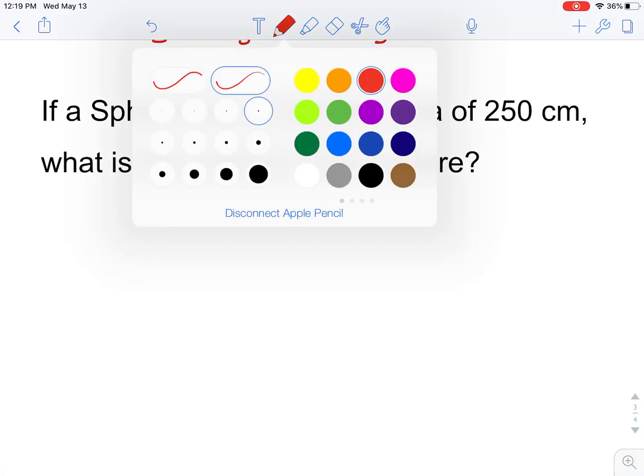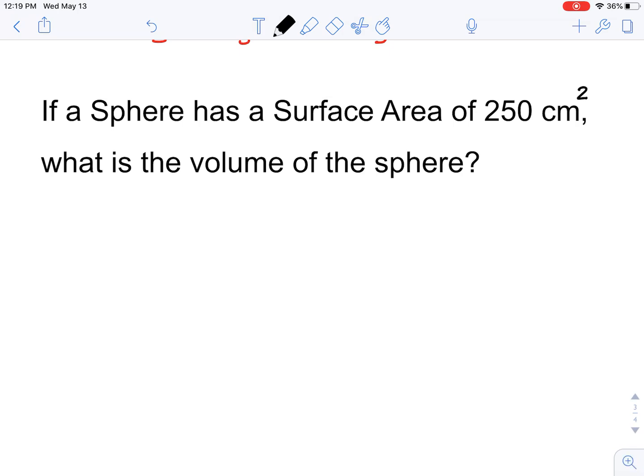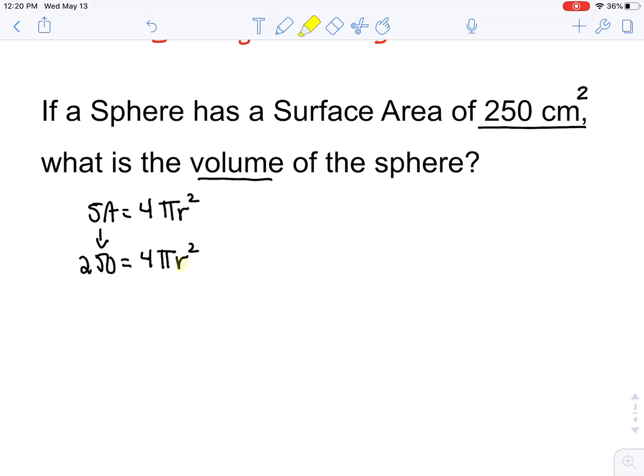Okay, a second application would be if a sphere has a surface area of 250 centimeters, and you may or may not notice that the squared got cut off. But if a sphere has a surface area of 250 centimeters squared, what is the volume of the sphere? Well, let's start with what we know. The surface area formula is 4 pi r squared. We know the surface area is 250, so if we plug that in, this should allow us to solve for the radius. Again, we're going to have to start by dividing by 4 pi.